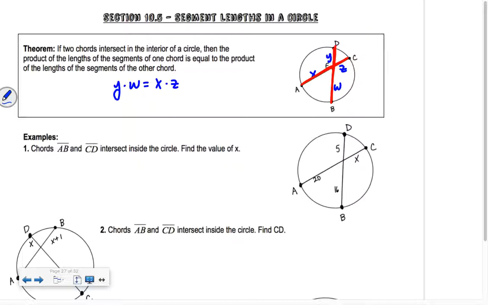Can Y equal Z and X equal W? Not necessarily, and you can tell that they look like different lengths, right? Like X and Y look different. Z does kind of look like Y, but not necessarily the same lengths.